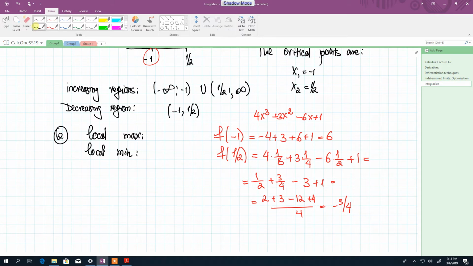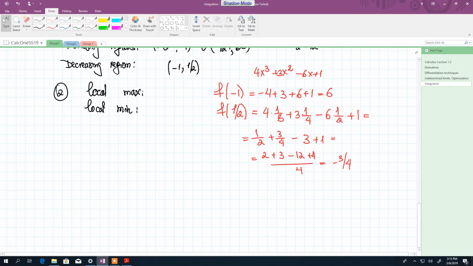Now, we found the increasing and decreasing regions. We found the local maximum and local minimum. Now we need to find the concavity regions, so it is necessary to take the second derivative of the function. Do you remember what the first derivative was?